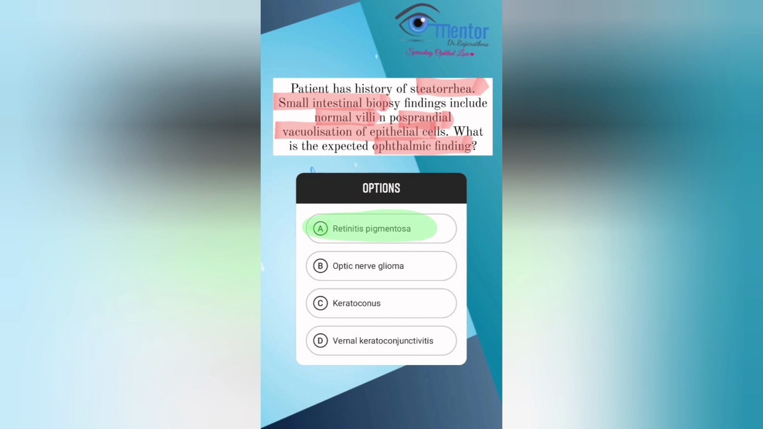First question, we talk about steatorrhea and some small intestinal biopsy findings. So this is about abetalipoproteinemia. So what is abetalipoproteinemia? There is no ApoB lipoprotein in the body because of a mutation in a gene called MTTP. What is MTTP? Microsomal triglyceride transfer protein. So this is essential for ApoB lipoprotein formation and secretion.